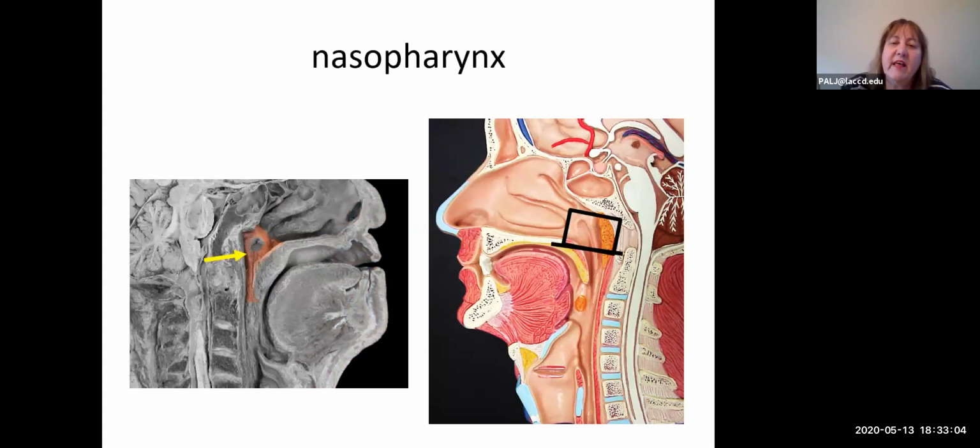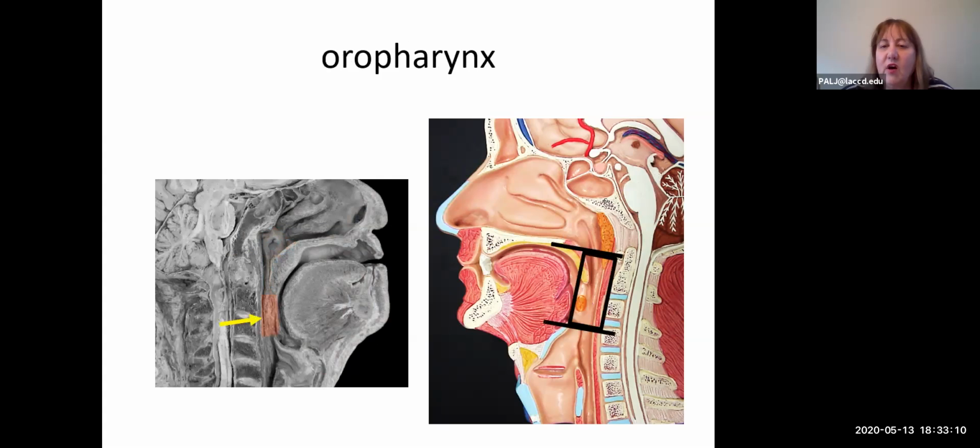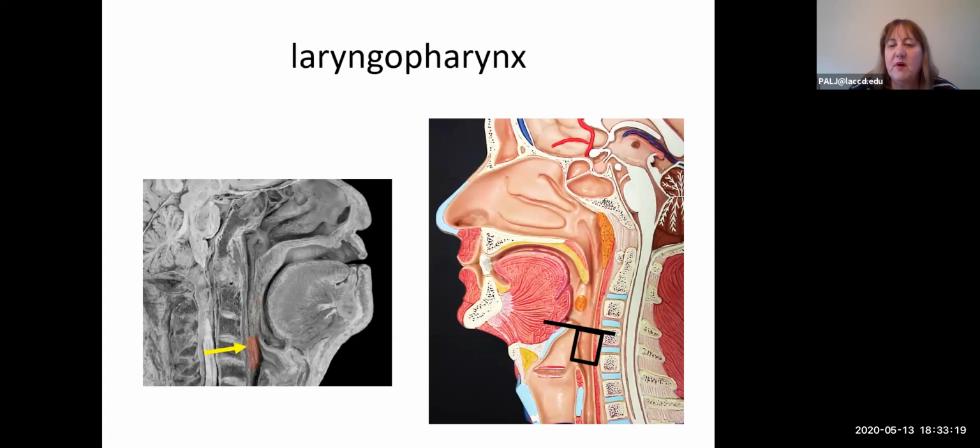So if you're above the level of the palate, you're going to be in the nasal pharynx. If you're between the level of the palate and the level of the epiglottis, you are going to be in the oral pharynx. And if you are lower than that, but above the back wall of the larynx, you're going to be in the laryngopharynx. So those were the three parts of the pharynx.